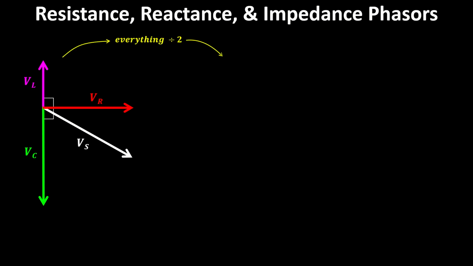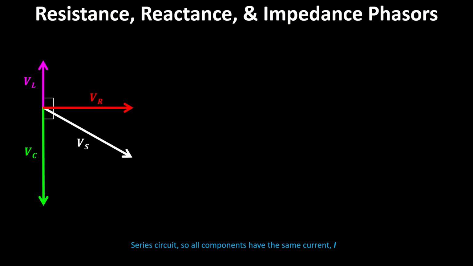Or I could divide everything by 2, and everything would be half the size and would still work. So you can multiply or divide a vector diagram as long as you multiply or divide everything in it by the same amount, okay? Now one thing to know is that because they're all in series, they all have the same current. So what if I divided everything by the current? What's that going to do?